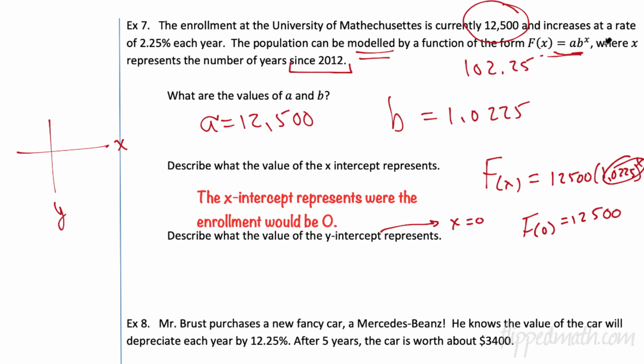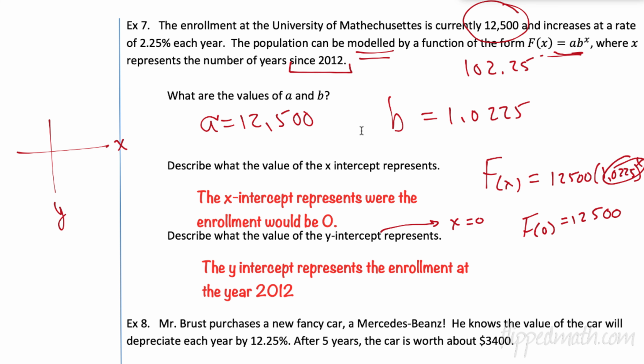x is 0. Let's go back up here. x represents the number of years since 2012. So the value of the y-intercept is where x equals 0. It's the time equal to 2012. It's 0 years since 2012. So how do we write that up? Here's the best way I can think. The y-intercept represents the enrollment at the year 2012, which is when this whole model begins.